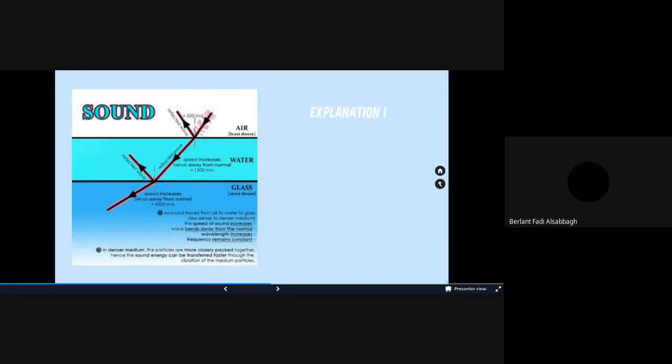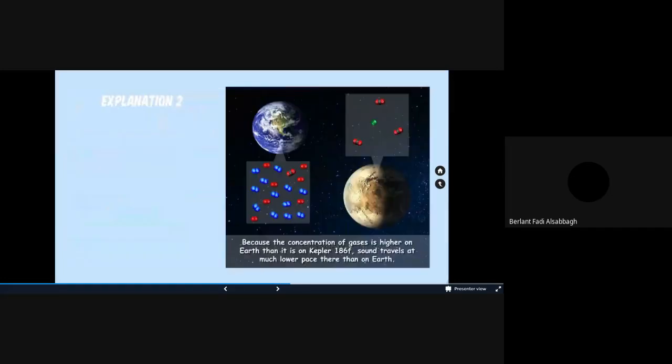A factor that can alter sound is temperature. Air molecules have more energy at higher temperatures, which means they vibrate faster. This allows the sound waves to also travel faster because they are propelled by collisions between the molecules. Lower temperatures mean lower kinetic energy, therefore less speed and distance for the sound. Since Kepler-186f is colder than Earth, sound is going to travel at a lower speed than that on Earth.